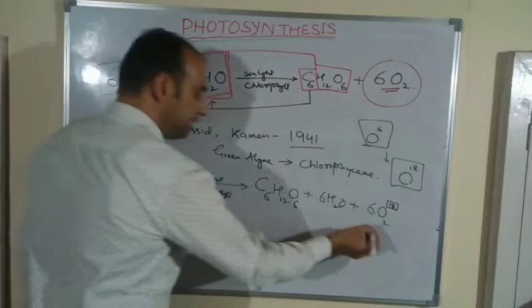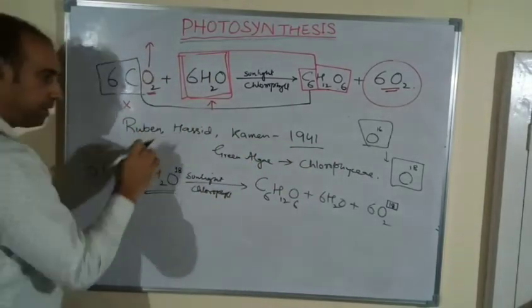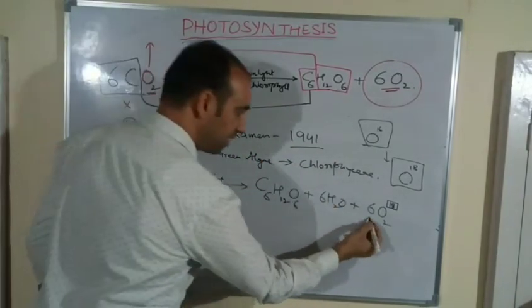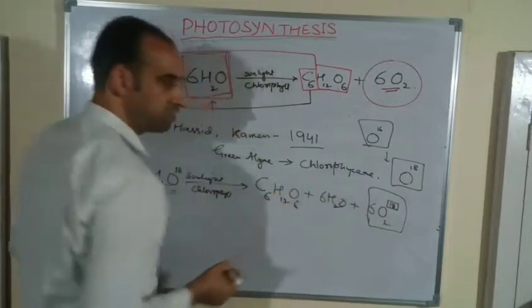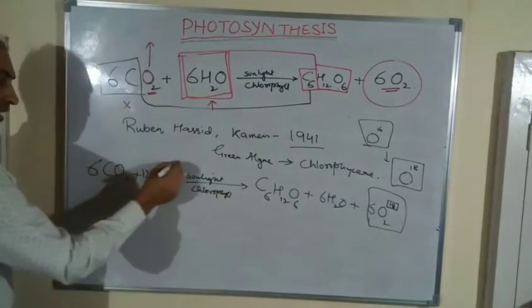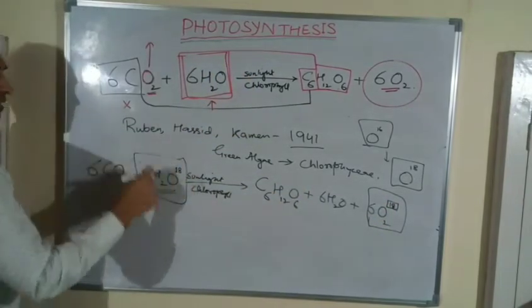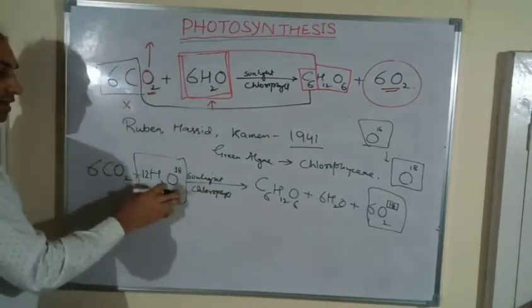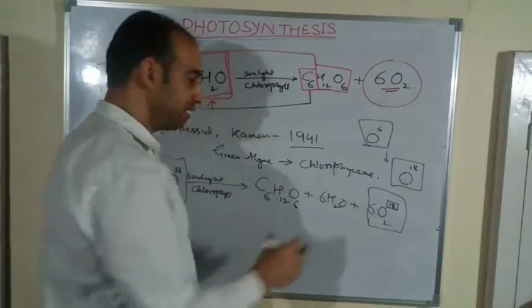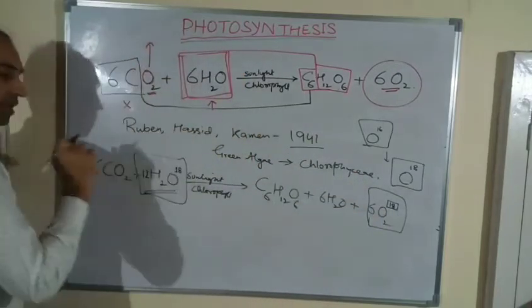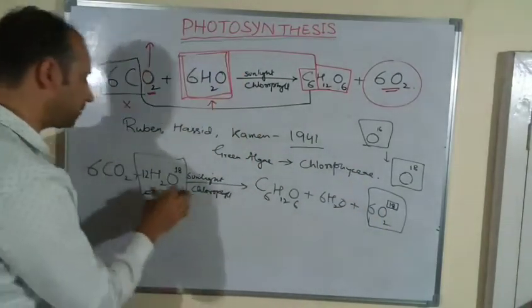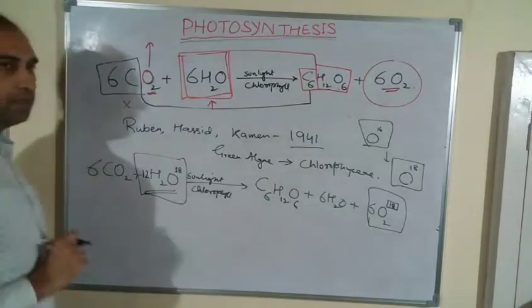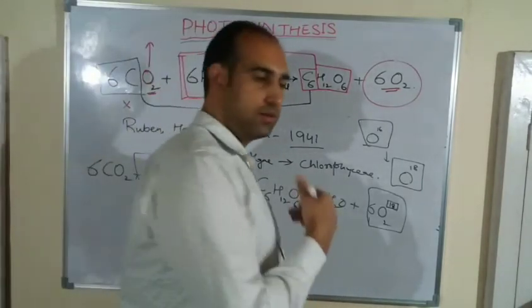Okay, it is clear from the experiment that the oxygen which is released during the process of photosynthesis was radio-labeled, same as that of the water that contains this radio-labeled oxygen. It is clear from this experiment that the oxygen which is released during photosynthesis comes from the water and not from the carbon dioxide.